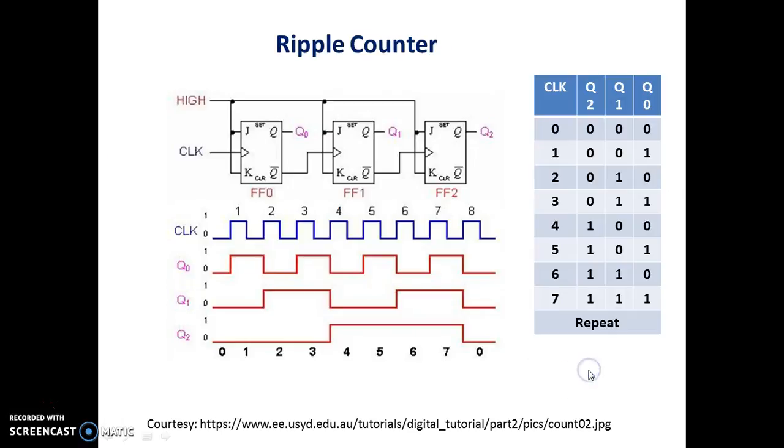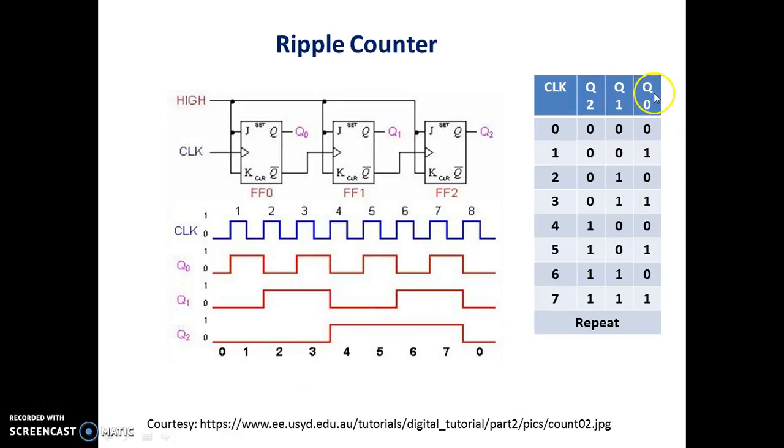So this is the example of a 3-bit ripple counter. There are 3 flip-flops, so that gives 3 bits, Q2, Q1 and Q0. Now each flip-flop has 2 states, so 2 into 2 into 2, that has 8 states. This is the transition table, and this is the timing diagram.